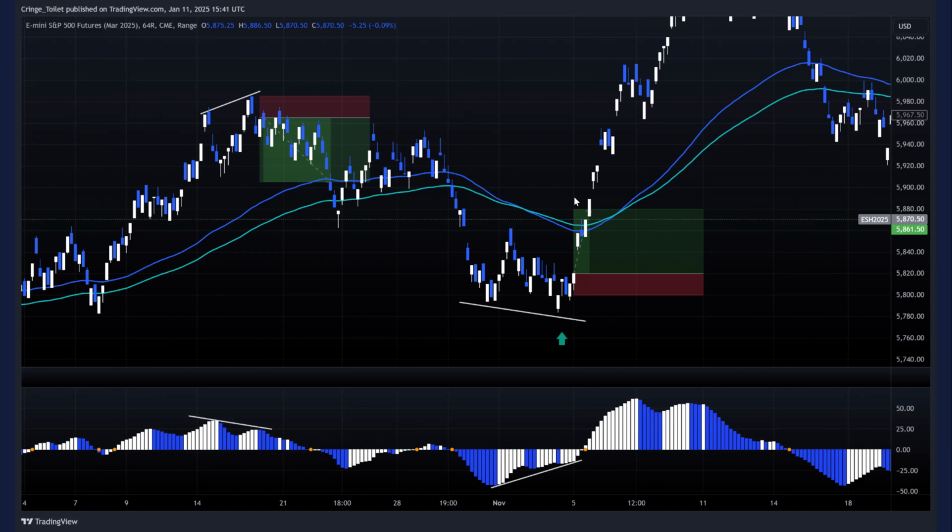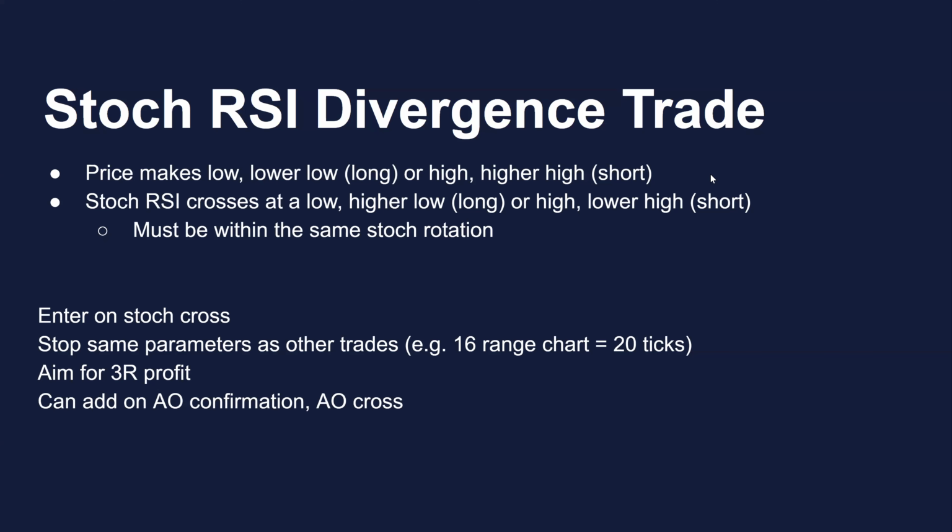So on the AO cross, we could have just re-entered a similar trade to the original one, with the 80 tick stop and then a 3x risk. We could have added size, or let the original run longer based on the cross. But a couple good examples here.